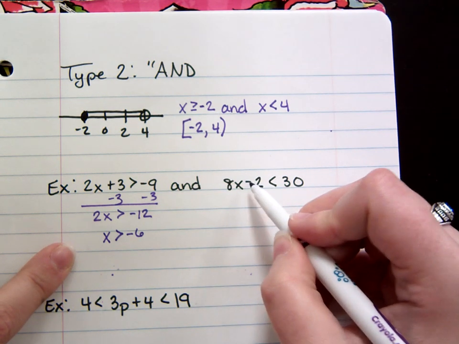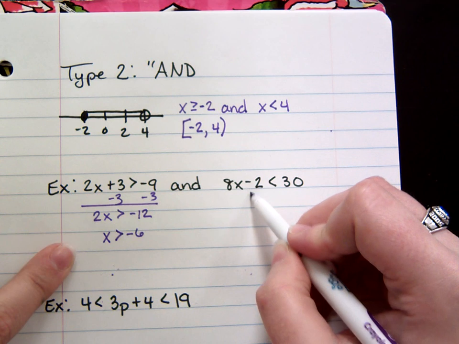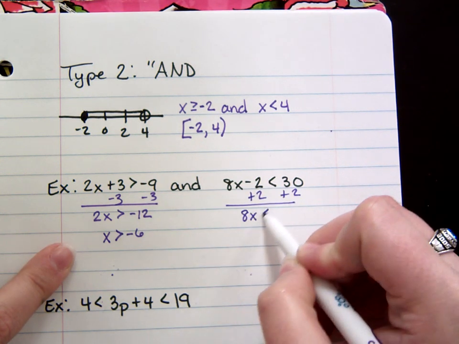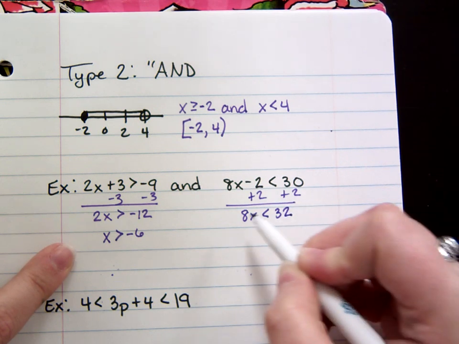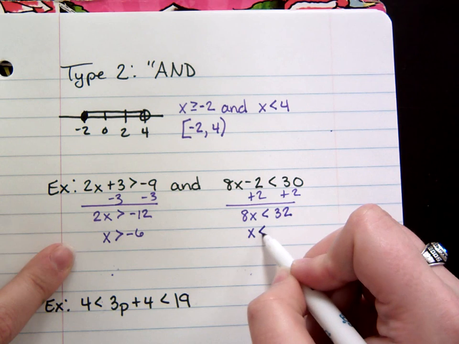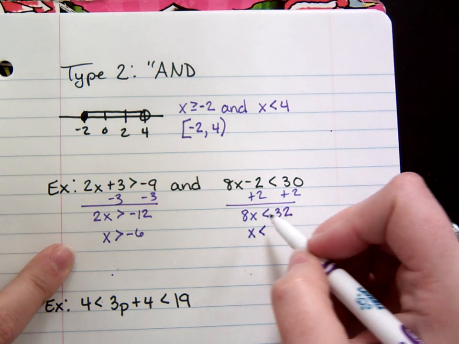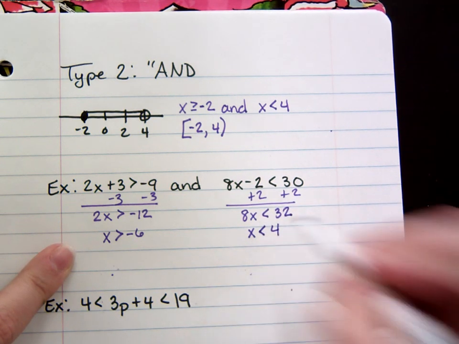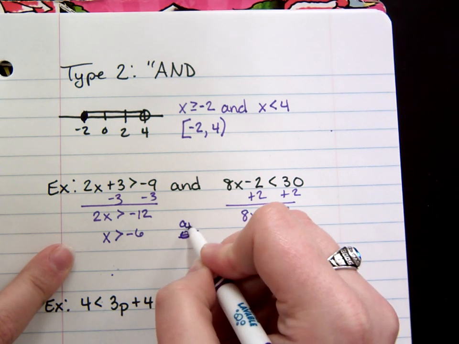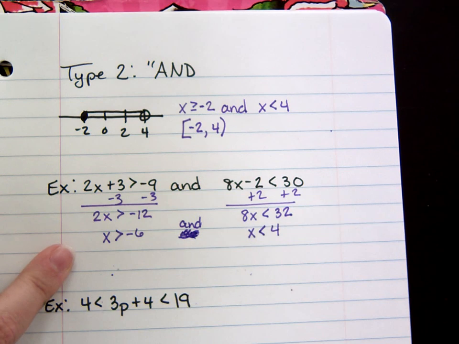Now I'll solve the other inequality. I start by adding 2 to both sides. I get 8x is less than 32. When I divide both sides by 8, I get... I just forgot how to divide. 32 divided by 8 is 4. There we go. And it's not an or, it's an and. Sorry, y'all.